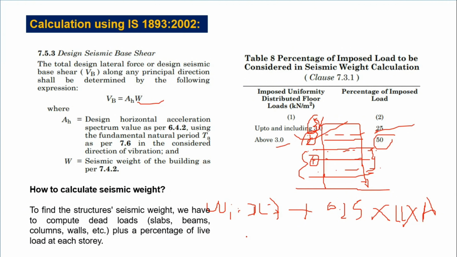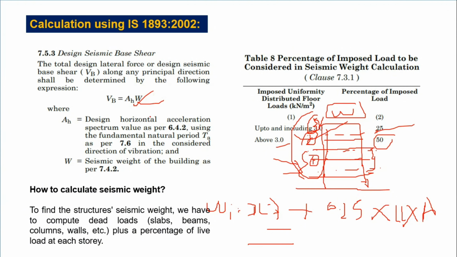After calculating the seismic weight of each floor, for the roof we should neglect the live load, and it will be 0 for the roof. During seismic activities we consider that there will be no live load at that level. After finding the seismic weight of each floor, we add up all those values to get the total seismic weight of the building.